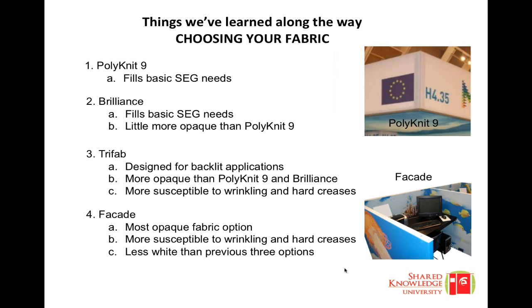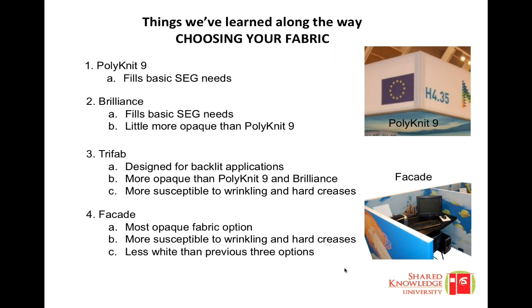Another basic fabric that we can use is what we call our Brilliance fabric. Also does a great job. It's a little bit more opaque than Polyknit 9, although Shantae says that the difference is rather minimal between the two. Now, if you are looking for something that wants to be backlit, now we're getting into some specialty needs.